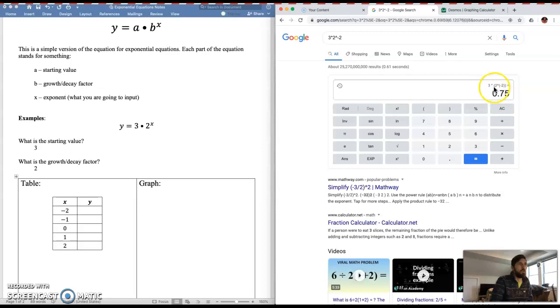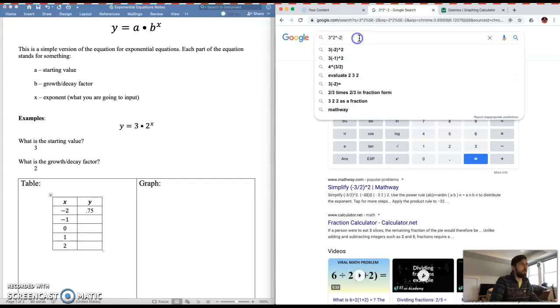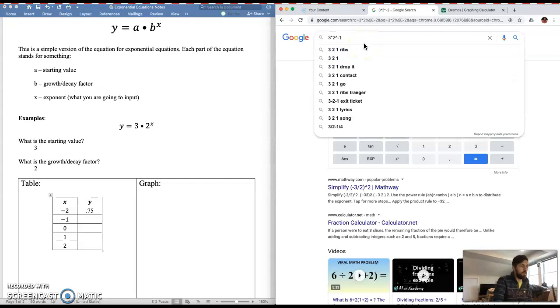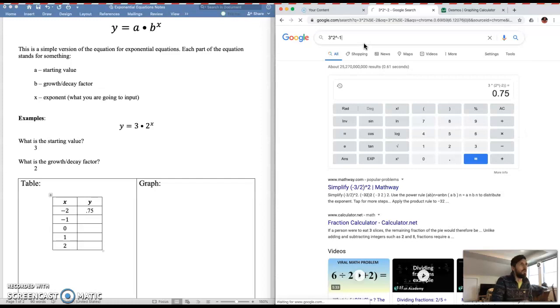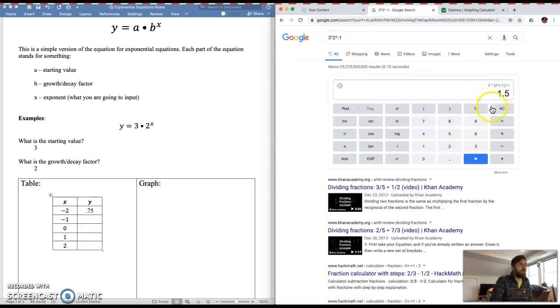So you can see here, 3 times 2 to the -2. That is what it's being raised to. Remember, 2 to the -2 is the same as 1 over 2 times 2, as a fraction, so that would be 1/4, and then 3 times that is 0.75. So let's change that number. The next thing up is -1, so 3 times 2 to the -1, so that number is going to be 1.5. You can see how these are going up.